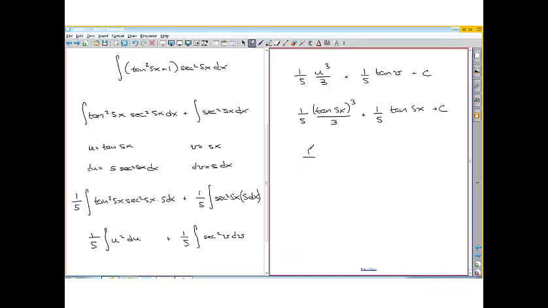And the final answer would be 1/15 tangent cubed of 5x. We're just writing that differently. Plus 1/5 the tangent of 5x plus c. And you could factor out a 1/15, and since this answer is in the back of the book, what they've done is they've factored out 1/15th. So you have 1/15th tangent cubed of 5x plus 3 times the tangent of 5x plus c.